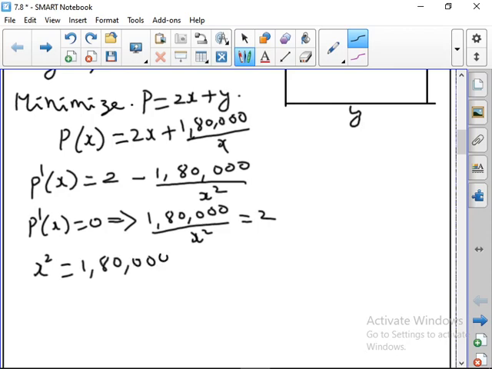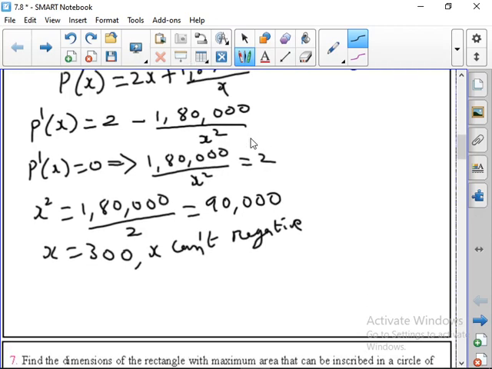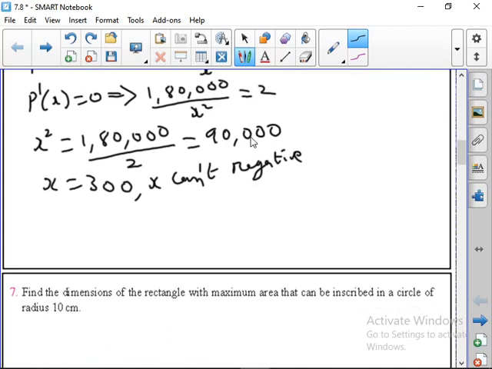1,80,000 by 2. So it is equal to 90,000. So what about x? X is equal to 300. Because x can't be negative. Same procedure. X can't be negative, so we get only 300. Okay, so x is equal to 300. So now we have to find P double dash.